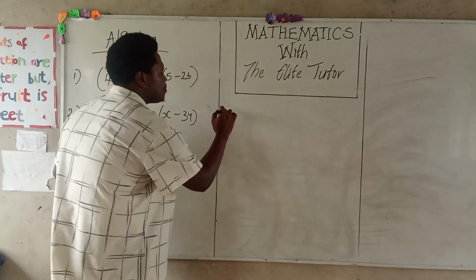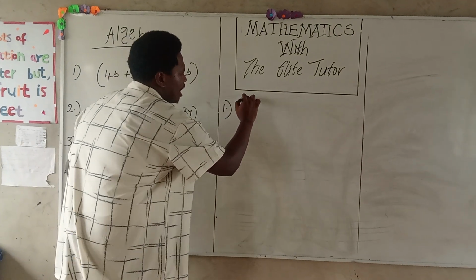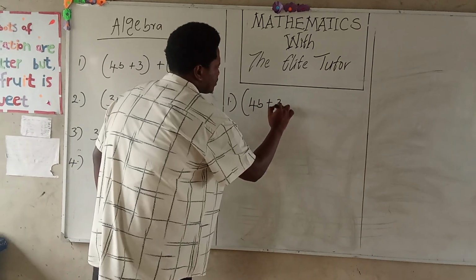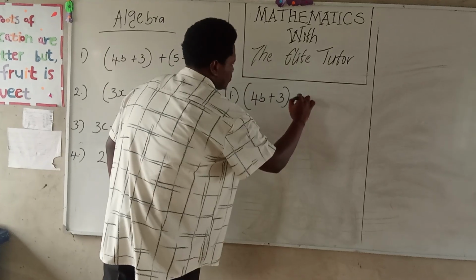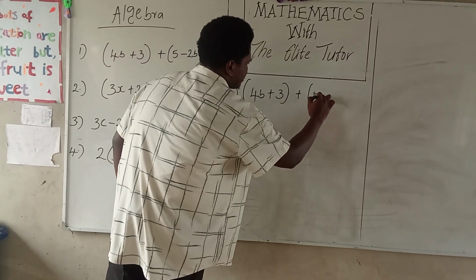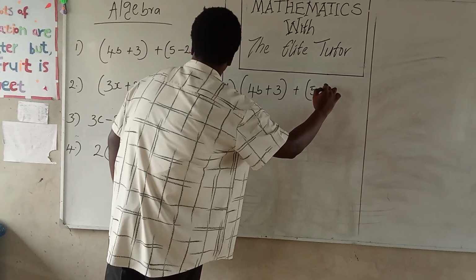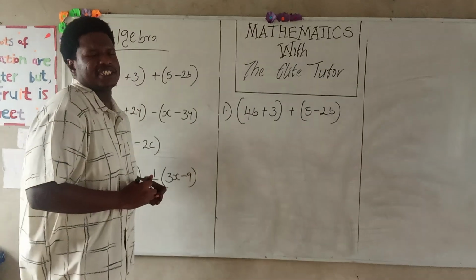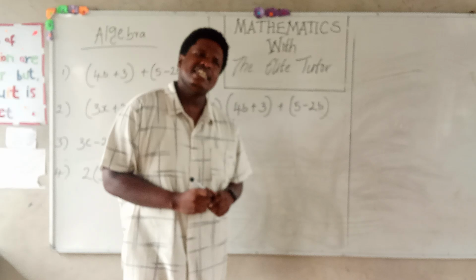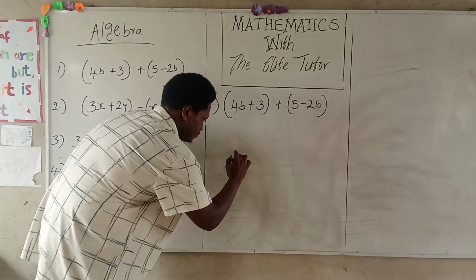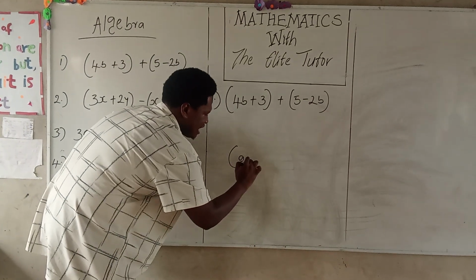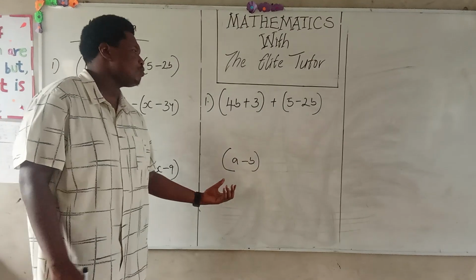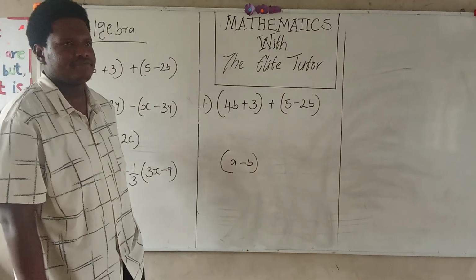Now the very first example we have here, we have all bracket 4b plus 3 plus all bracket 5 minus 2b. Now the first thing I want to establish is whenever you have something like this, the first thing we want to do is open the bracket.